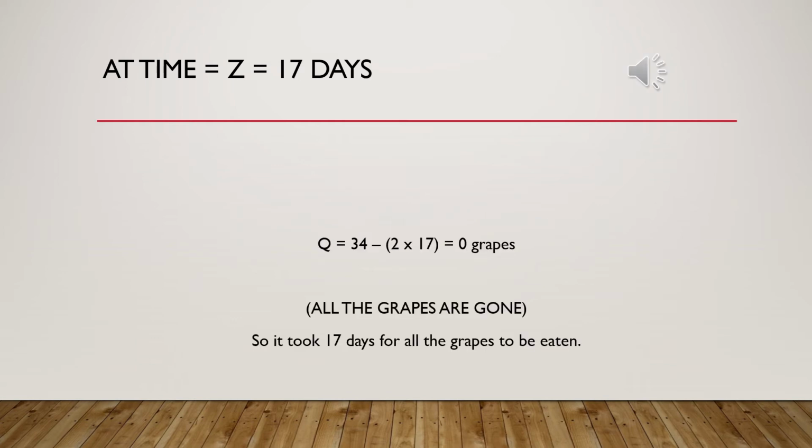And let's see now what happened at day 17. So replacing Z by 17 and solving for Q, of course, that will be 34 minus 2 times 17, which is also 34. So 34 minus 34 is 0 grapes. So notice here, after 17 days, all the grapes that were originally in the refrigerator have been eaten. Someone has consumed them over 17 days, basically reducing their number from the original 34 to 0 at 17 days.